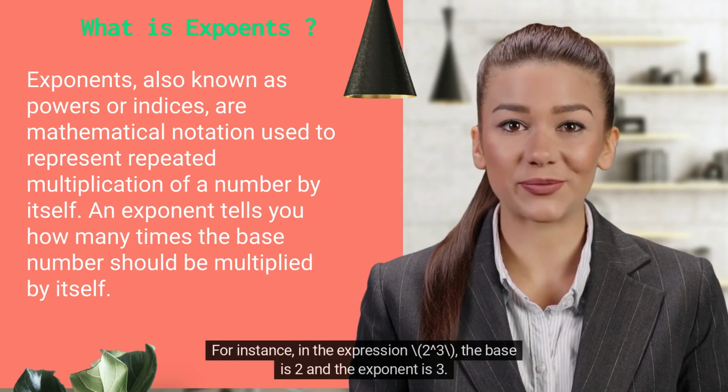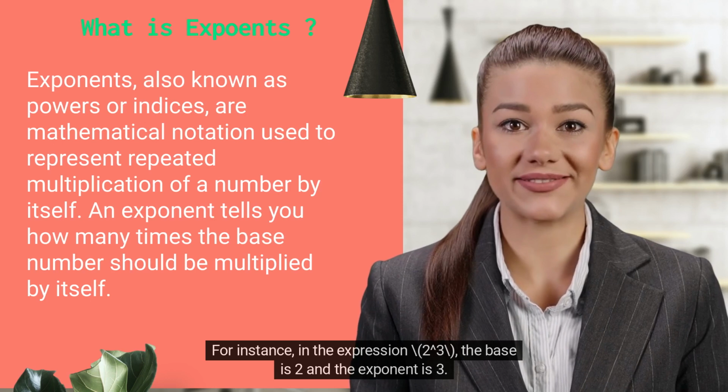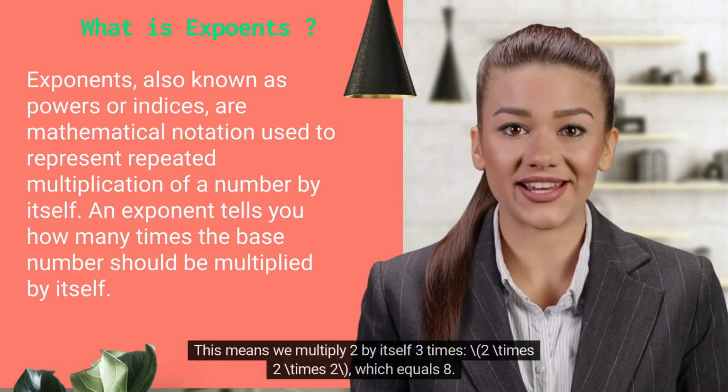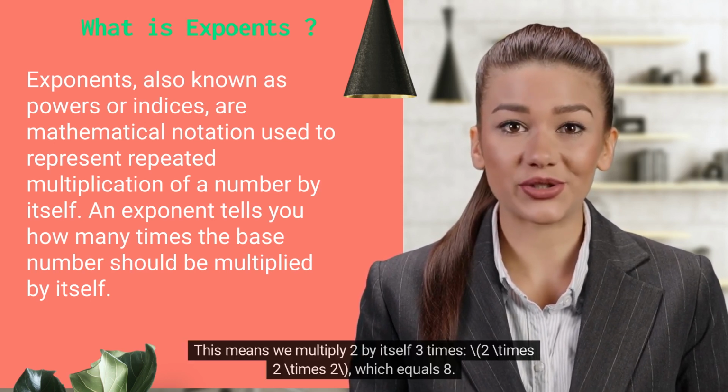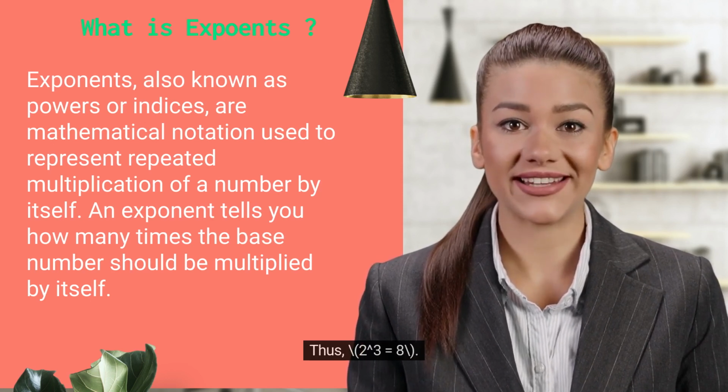For instance, in the expression 2^3, the base is 2 and the exponent is 3. This means we multiply 2 by itself 3 times, 2 times 2 times 2, which equals 8. Thus, 2^3 = 8.